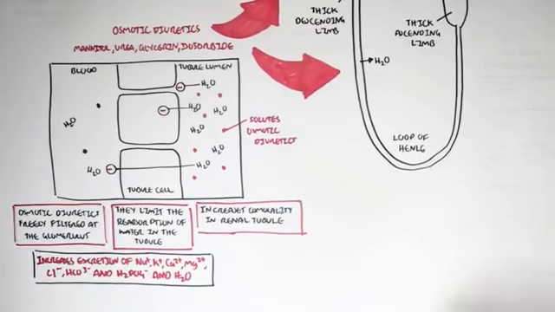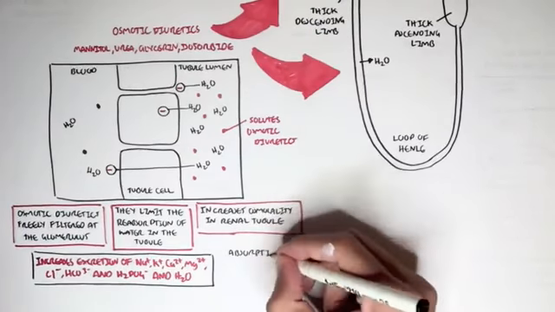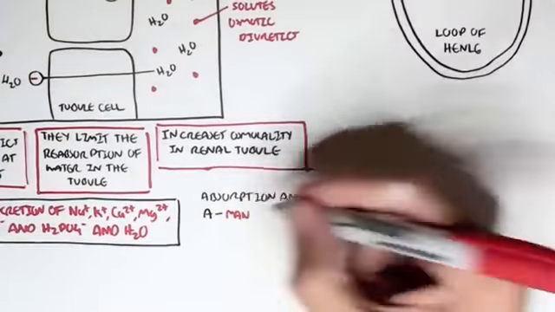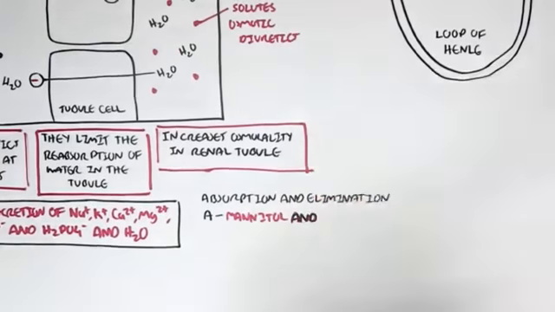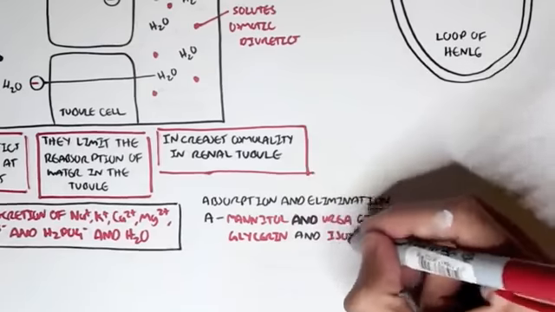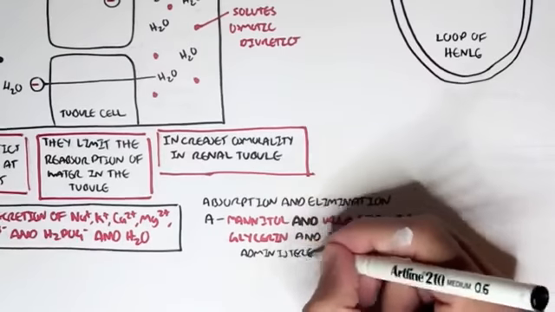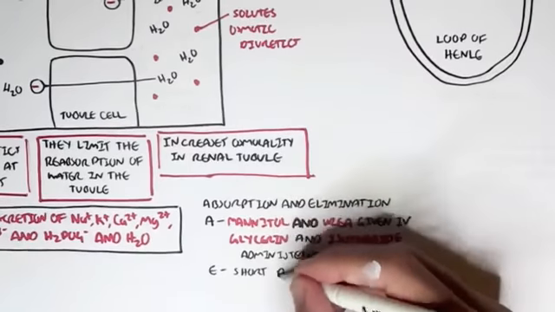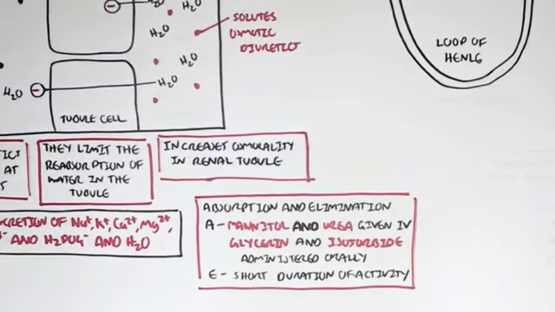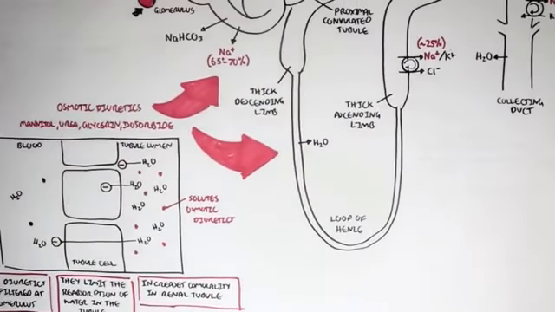So for the absorption and elimination of these osmotic diuretics, mannitol and urea are given intravenously, while glycerin and isosorbide are administered orally. And so you'd expect if they're given IV, that's a quick response. Elimination: they have a short duration of activity and are quickly metabolized, and they're eliminated or excreted through the urine.